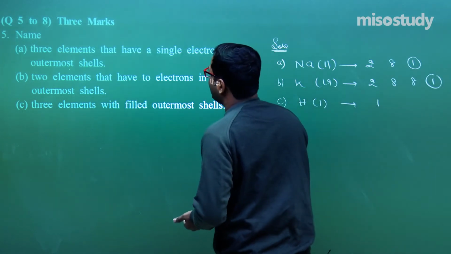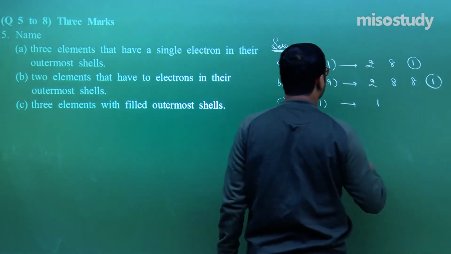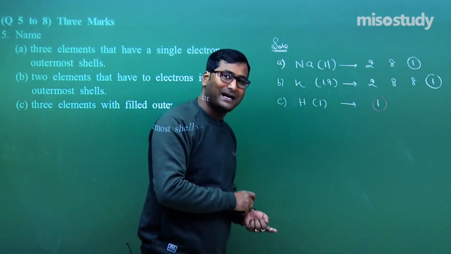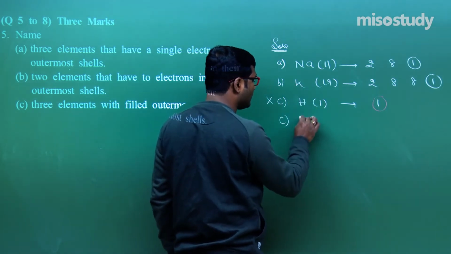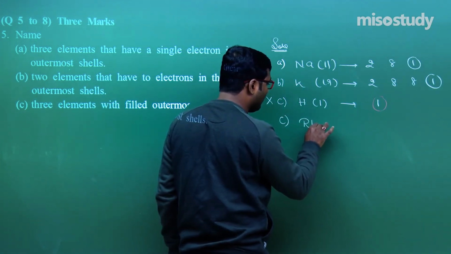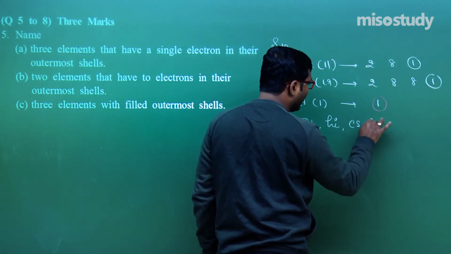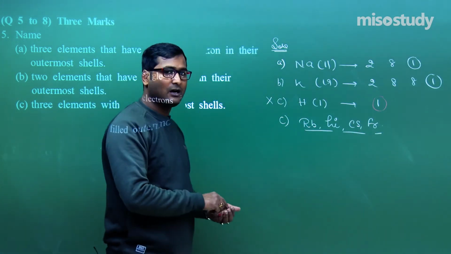Name 3 elements that have a single electron in their outermost cell. Sodium, potassium and hydrogen. If they ask name 3 metals, then do not write hydrogen. You write sodium, potassium, rubidium. You can write lithium, cesium, francium. All have a single electron in their outermost cell.